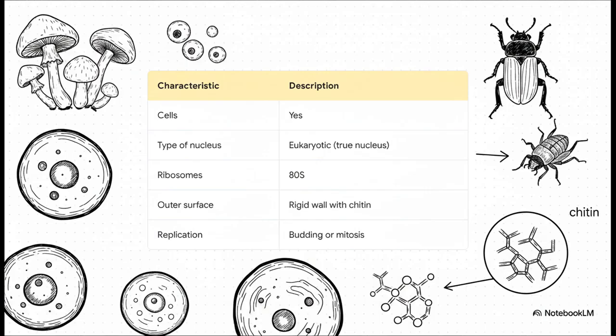You know them as yeasts and molds. Now, they are eukaryotes, so they have a proper nucleus and larger 80S ribosomes, just like our own cells do. That similarity can sometimes make them tricky to treat. But their unique calling card is a rigid cell wall made of something called chitin. And get this, that's the same tough material that makes up an insect's exoskeleton.